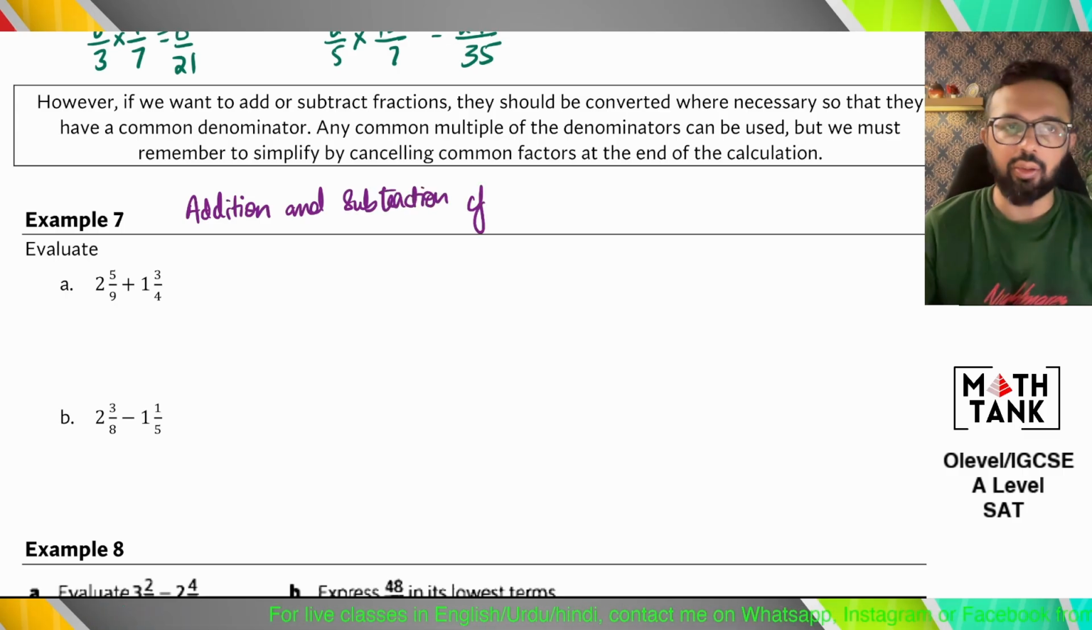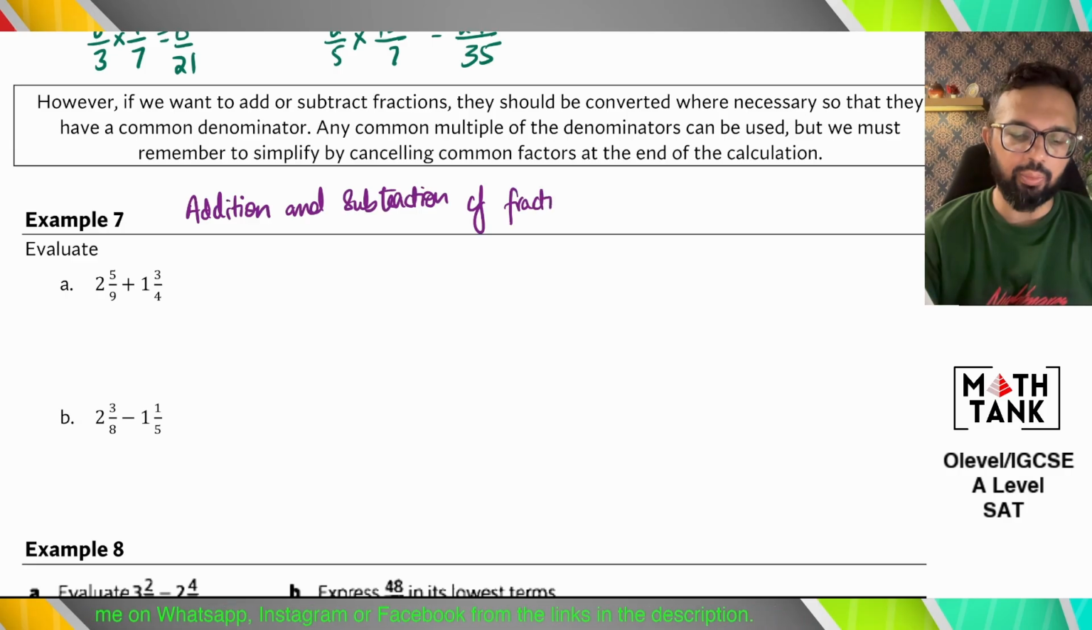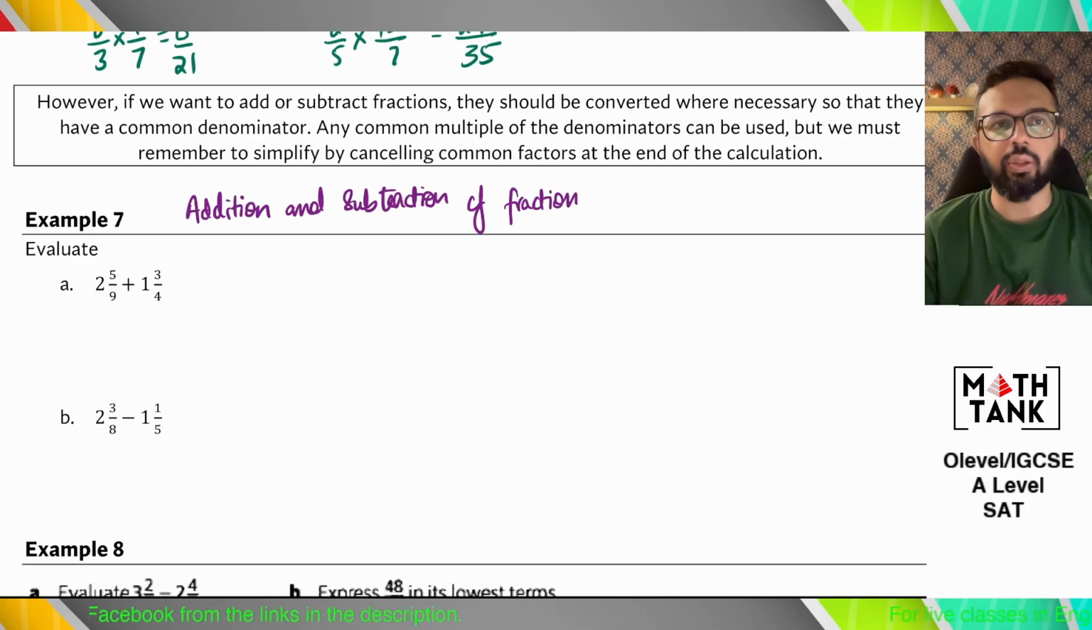Like in multiplication and division, the first thing was to change improper fractions and mixed numbers into improper fractions first, and then think about what to do about addition. So this box on the screen says, however, if you want to add or subtract fractions, they should be converted where necessary so that they have a common denominator. Any common multiple of the denominators can be used, but we must remember to simplify by cancelling common factors at the end of the calculation.